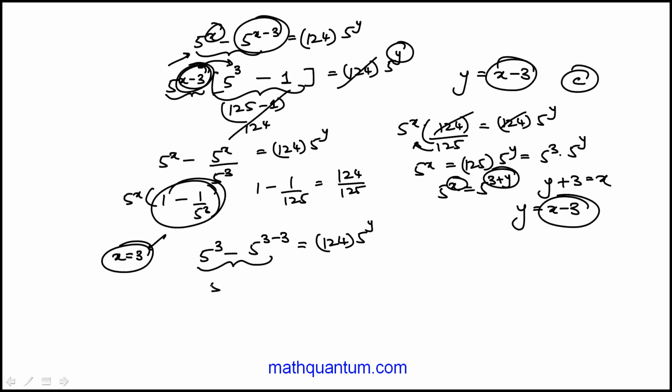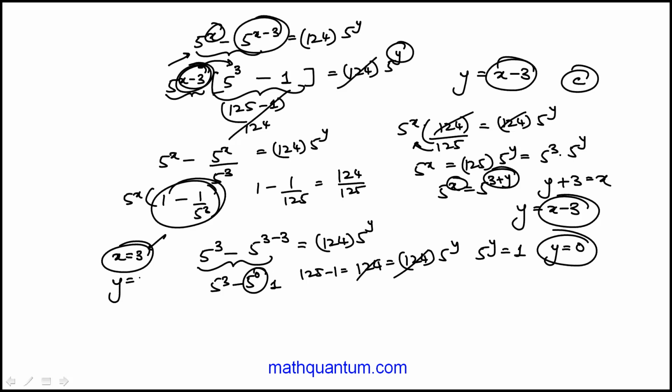So this would be 5 cubed minus 5 to the 0, which is 1, and that's 125 minus 1, which is 124. And then again, this drops out. 5 to the y is 1, which means y is 0.